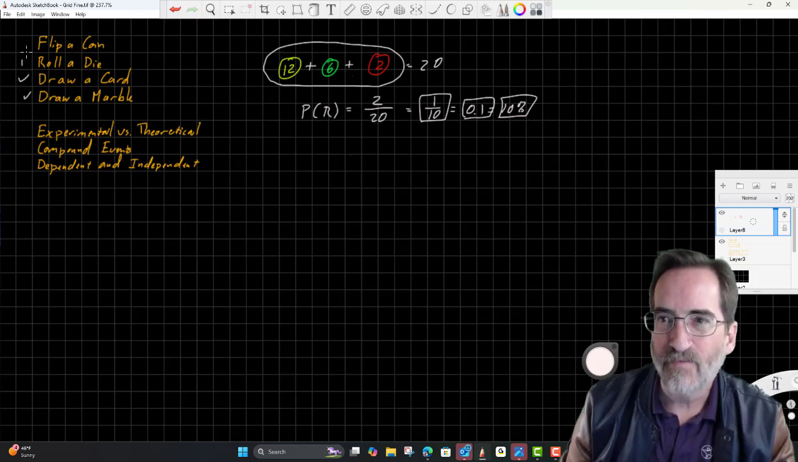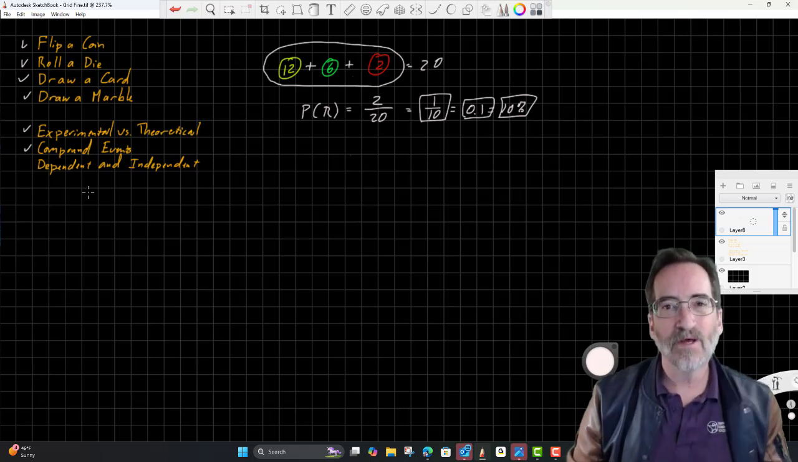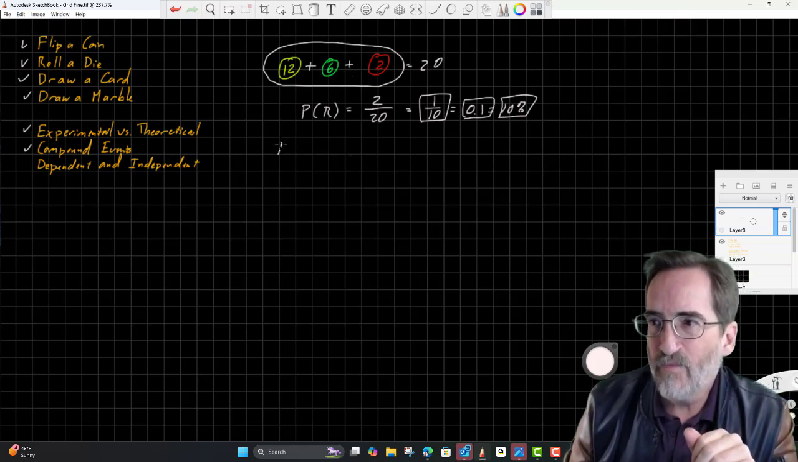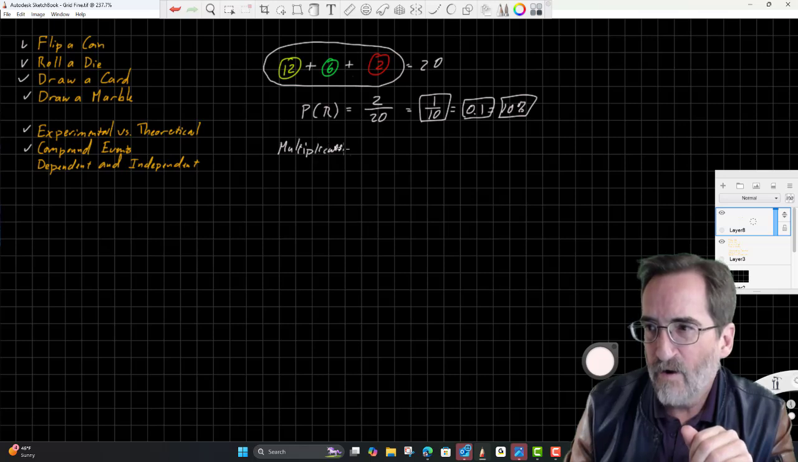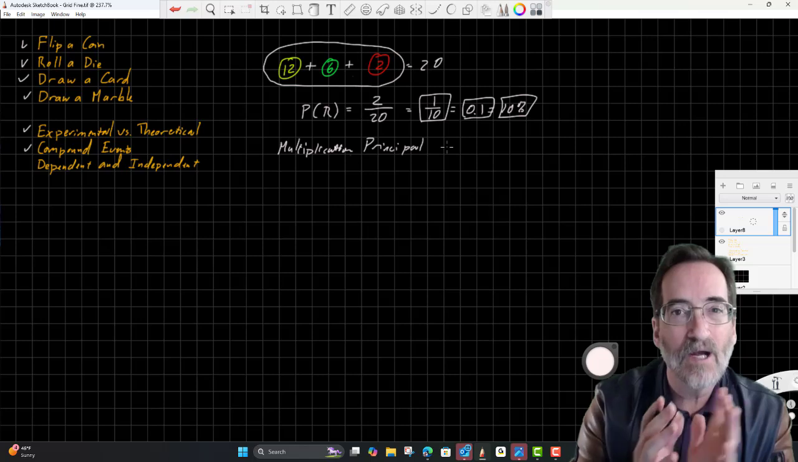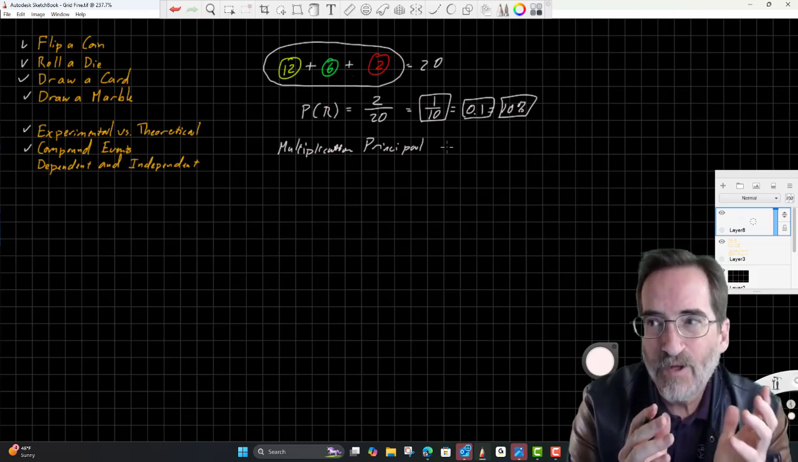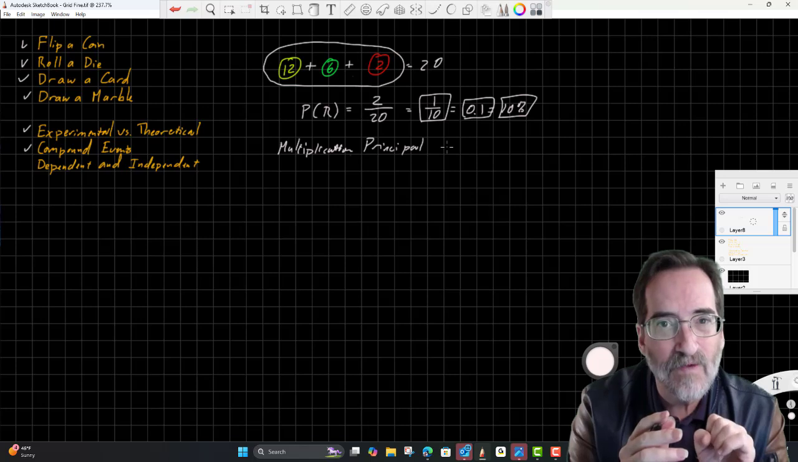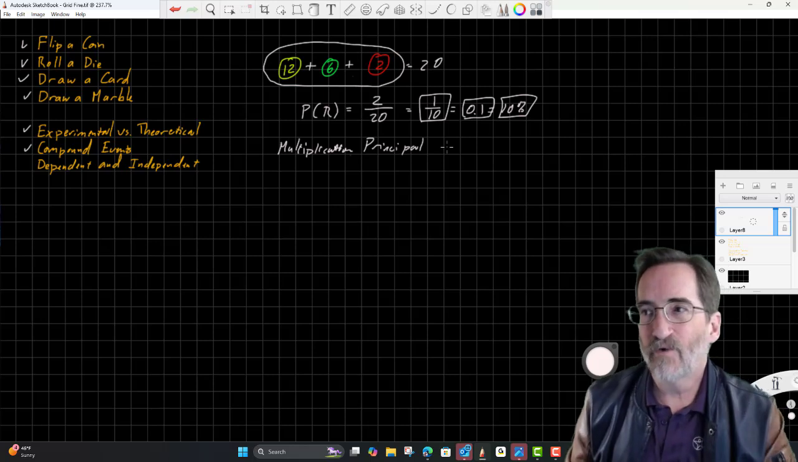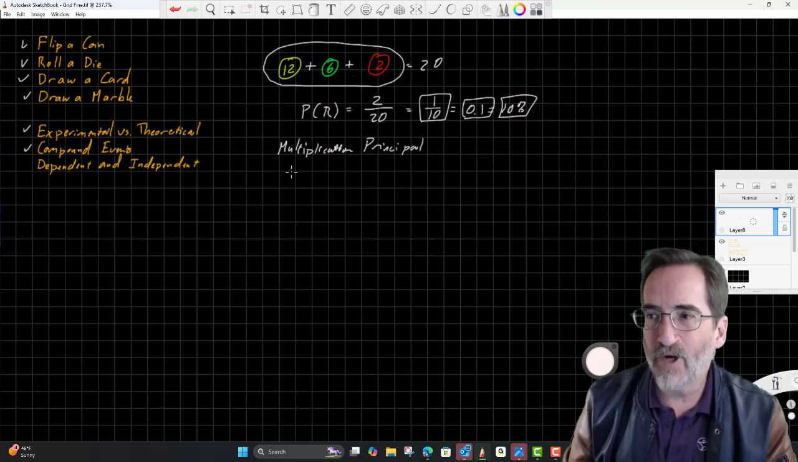So we've talked about these things so far. Now I want to get to what's called a compound event. A compound event is more than one event. Okay? And there's something called the multiplication principle. It says basically you multiply compound probabilities. So the probability of getting a red times the probability of getting a green is the probability of getting a red and a green when drawing from a bag of marbles.